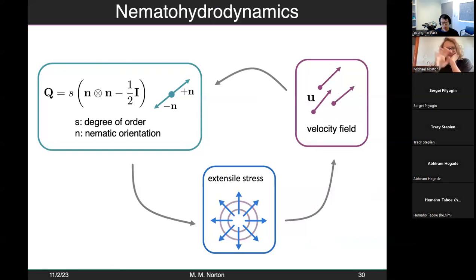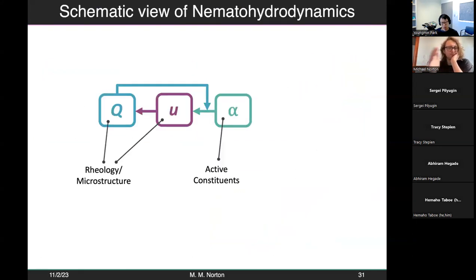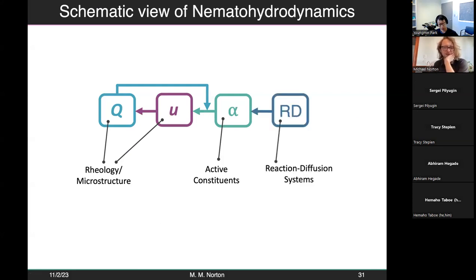And to orient us, we can think about this schematic for how the key fields in the nematohydrodynamics interact with each other. We had the Q, which described the orientation of the microtubules. That Q is manipulated by the velocity of the system. But Q changes the orientation of the active stress that's being imparted into the fluid. So you have this feedback between all these fields.